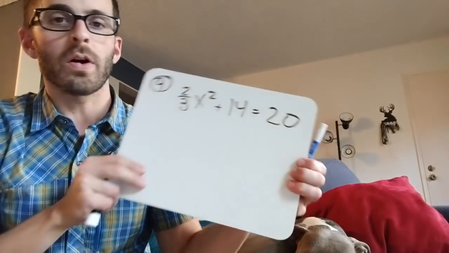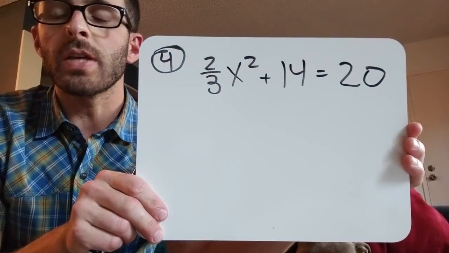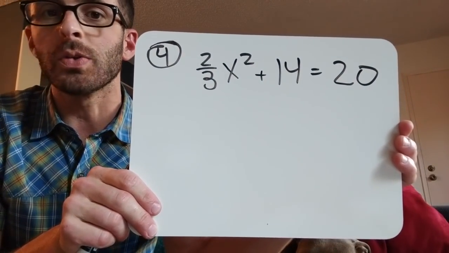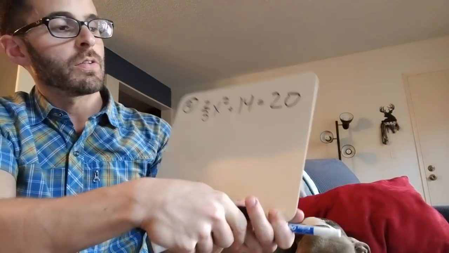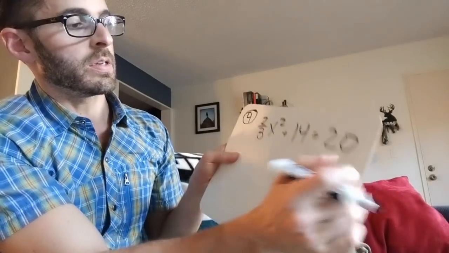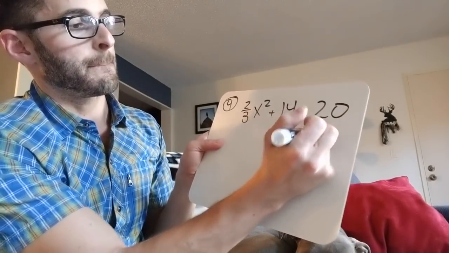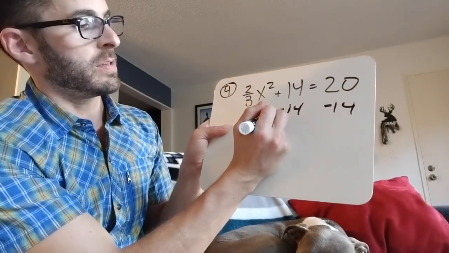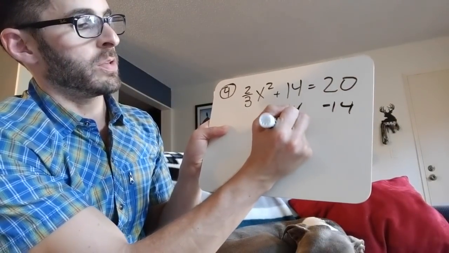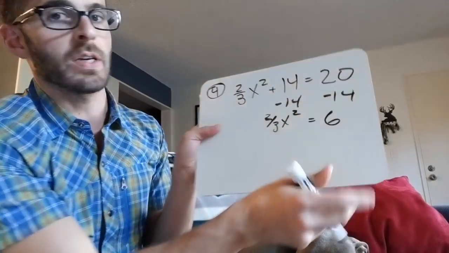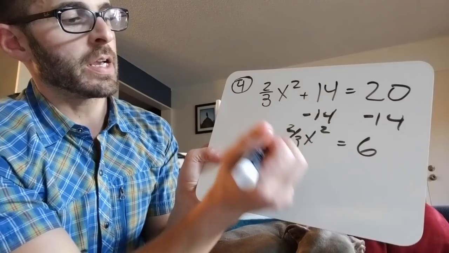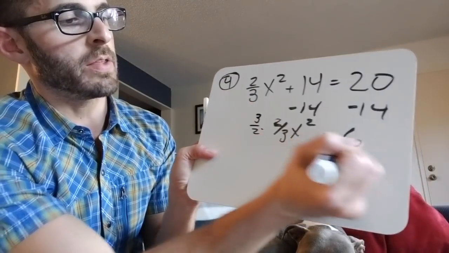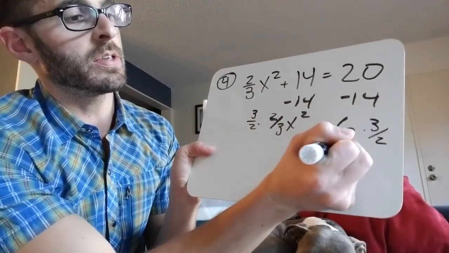All right, so for number 4, I have 2/3 x squared plus 14 equals 20, and I need to get x squared by itself. So first thing I'm going to do is take away 14 from both sides. So I'm left with 2/3 x squared equals 6. To get x squared by itself, I'm going to multiply by the reciprocal. I hope this is a review.